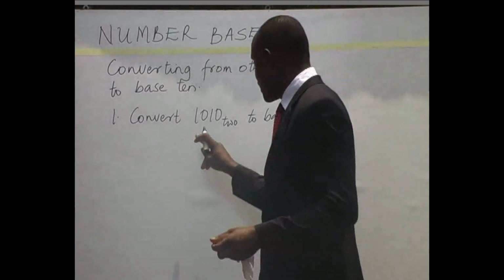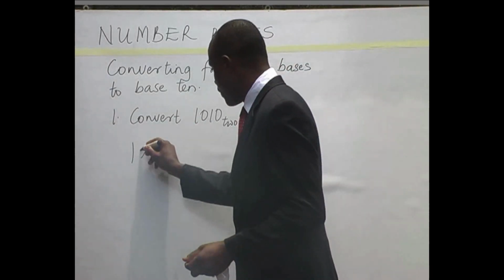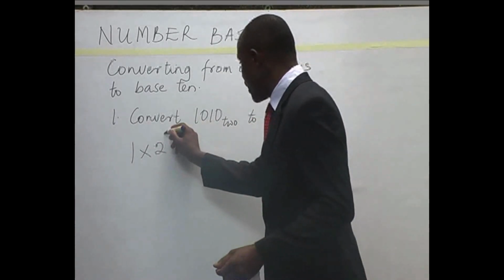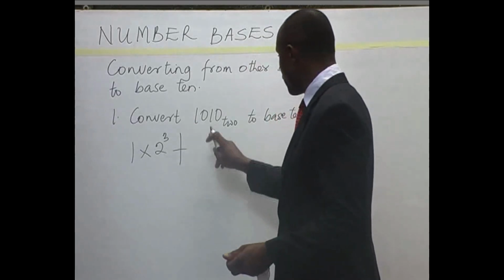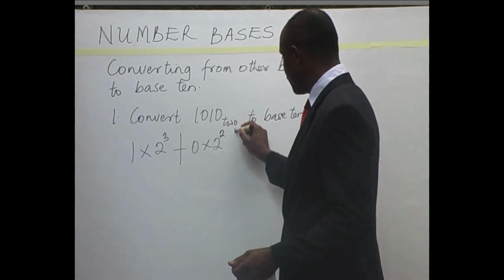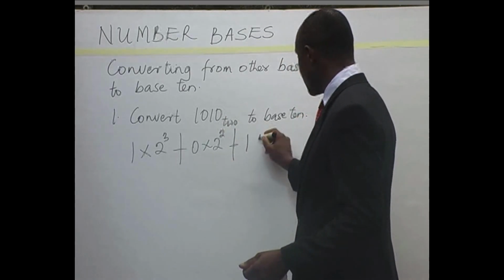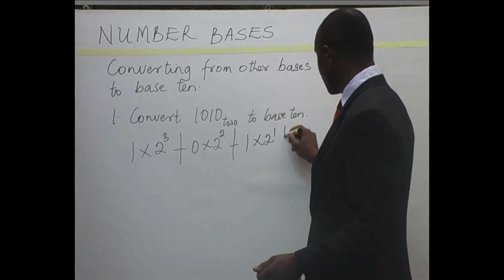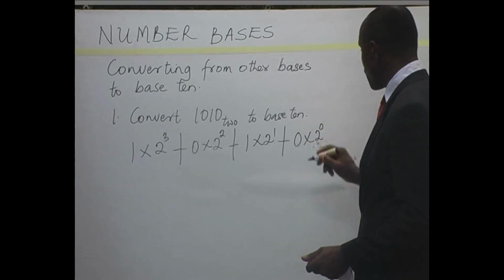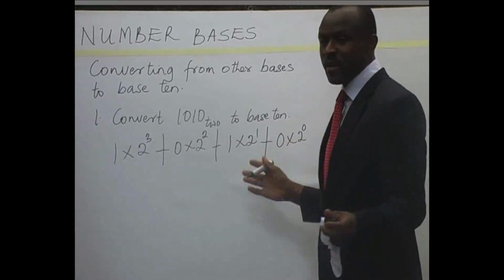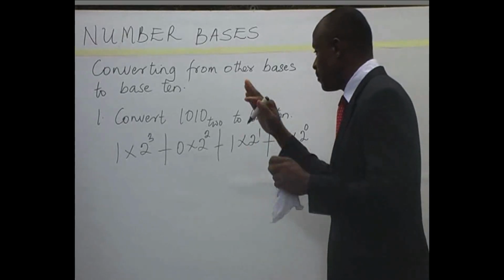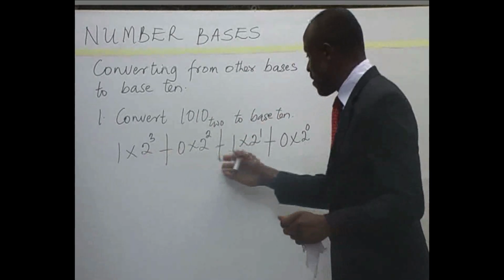Let's go by it. The first number is 1 times 2, which is the base, exponent 3. Plus 0 times 2, the base, exponent 2. Plus the next number is 1 times 2, exponent 1. Plus the last 0 times 2, exponent 0. You have expanded it. Had it been you are told to just expand, you stop here. But now they say you convert from base 2 to base 10, you simplify this.